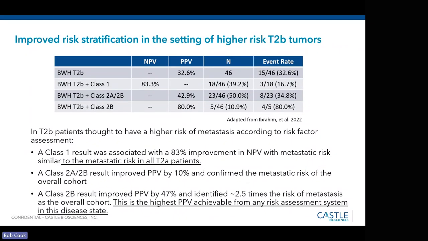And then finally, the same risk stratification is observed when adding DecisionDx SCC results to a Brigham and Women's stage T2B clinical result. In this case, metastasis profiles for patients with an overall event rate of 32.6% can be further refined to identify three populations with significantly different metastasis rates. Again, the class 1 patient has a low risk profile here with a 16.7% event rate. That's compared to class 2A and 2B patients with a 34.8% or 80% risk profile, which warrant intensified management protocols to monitor for, even treat, metastatic disease.